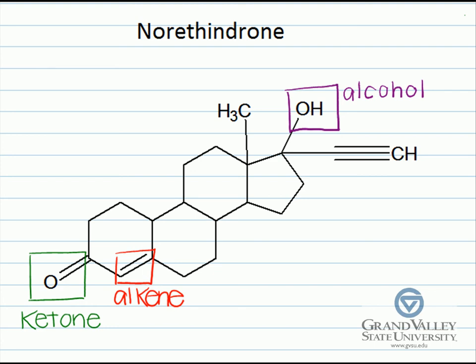The last functional group we see is this carbon-carbon triple bond off of the five-membered ring. The only group we know with a carbon-carbon triple bond is an alkyne, and therefore, this is an alkyne.